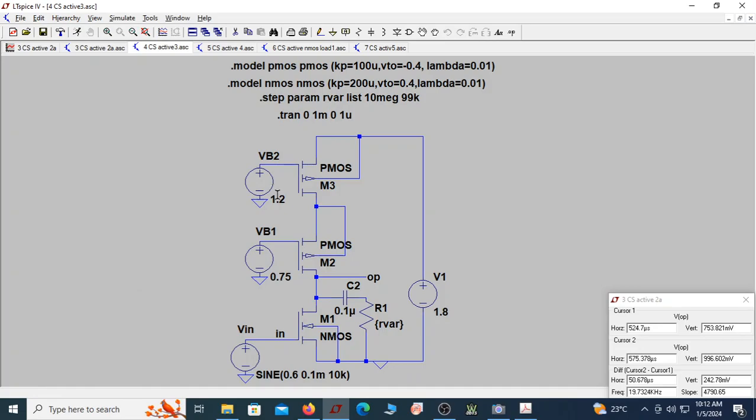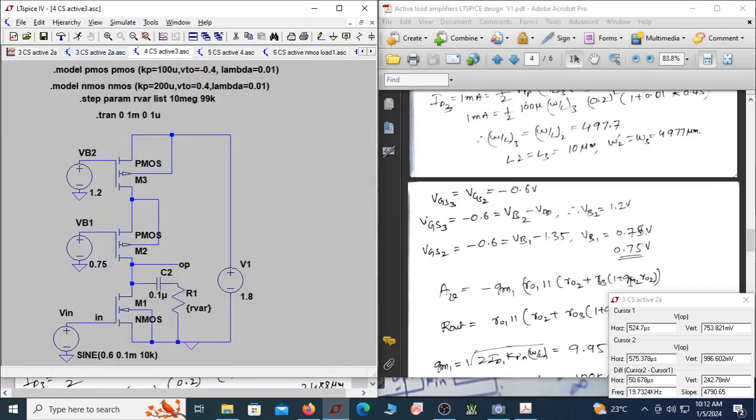See now, is this 1.2 as expected over here? So this is at 1.2 volts. What is this voltage? Can you see this is 0.75? So I am having it as 1.2, and this is 1.8, so that VGS becomes minus 0.6. This is at 1.35 volts, and this is at 0.75. Again I have a VGS of minus 0.6.